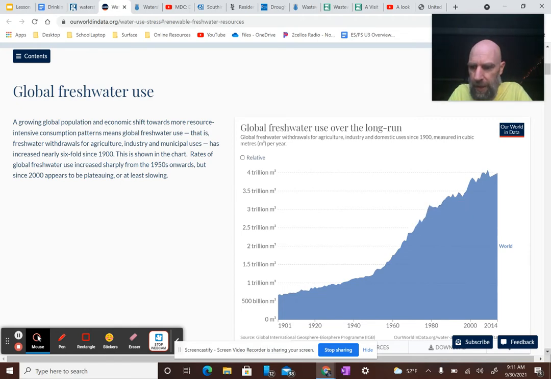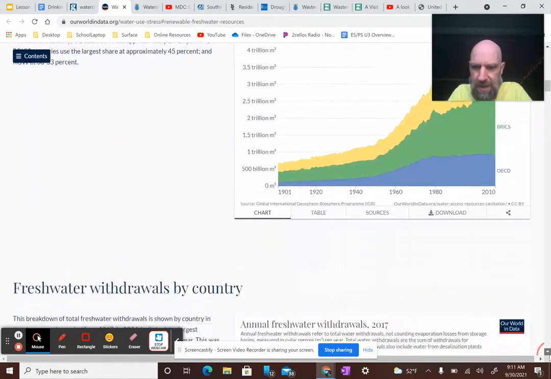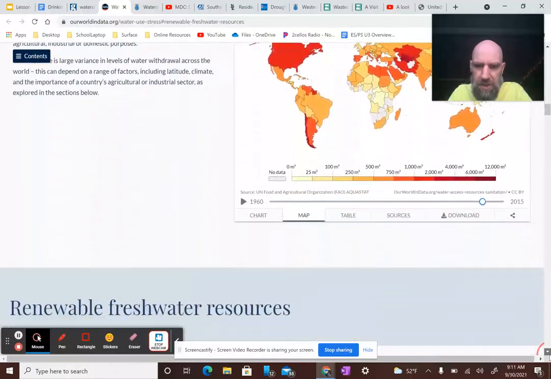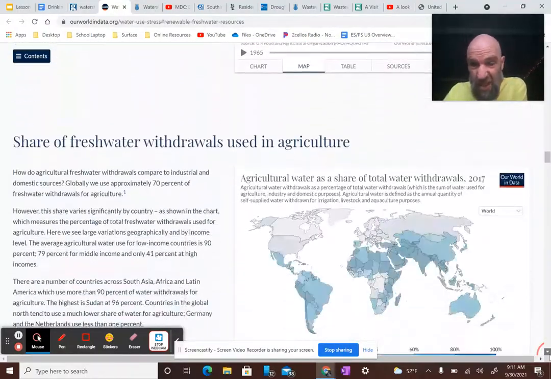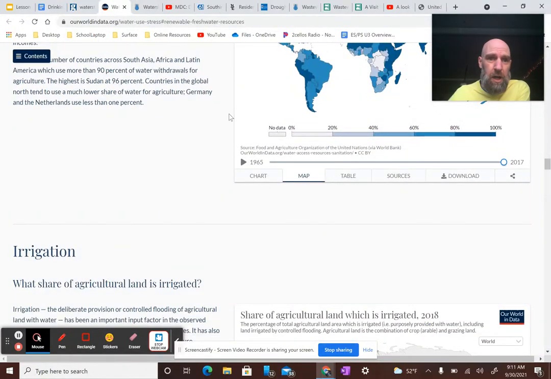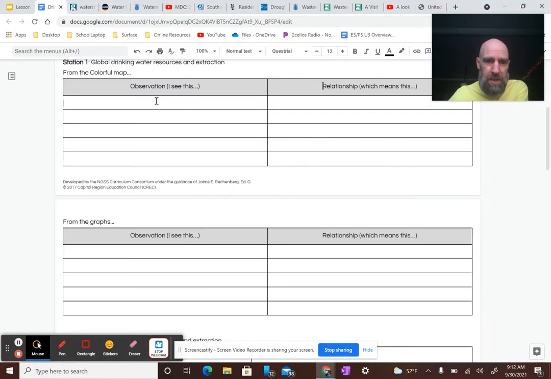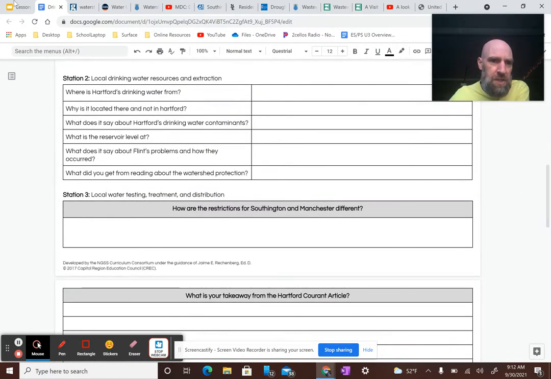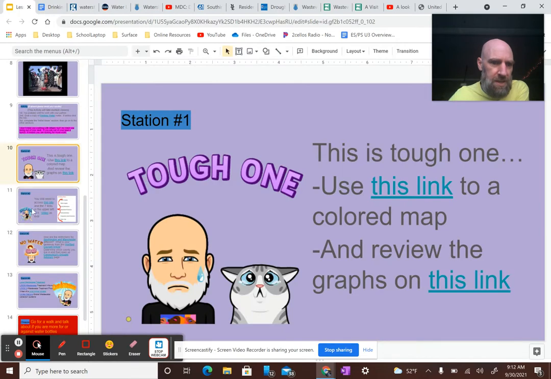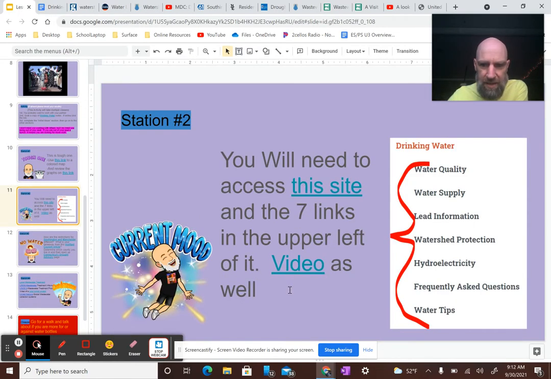All right, and you can go down with any of these graphs down here, and you can just keep getting more and more. If you don't understand a graph, go on to the next graph. All right, it's all good. Now, we're going to need that for station 1. Now for station 2 down here, right here. For station 2, you want to click on slide 11. You've got this site and this video. You're going to need these links.